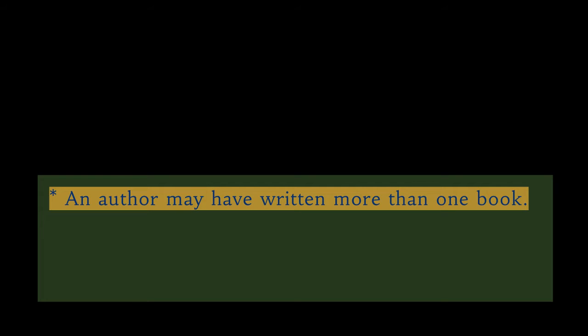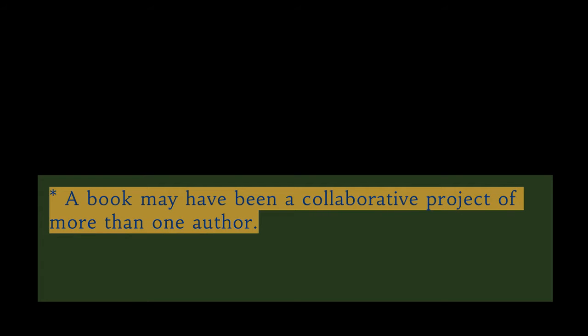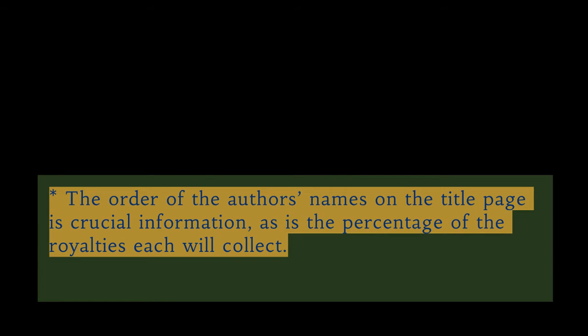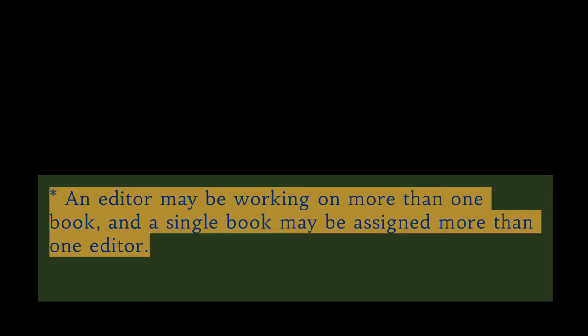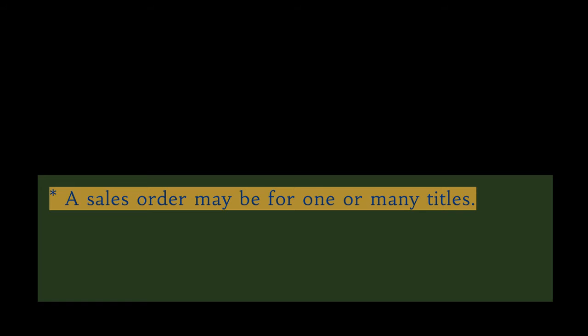An author may have written more than one book. A book may have been a collaborative project of more than one author. The order of the authors' names on the title page is crucial information, as is the percentage of the royalties each will collect. An editor may be working on more than one book, and a single book may be assigned more than one editor. A sales order may be for one or more titles.